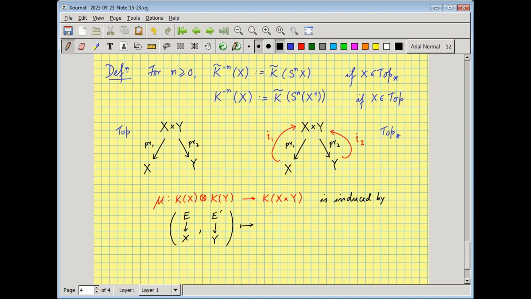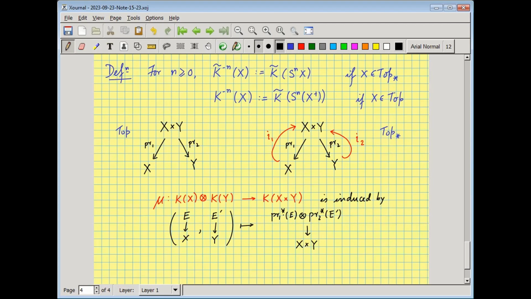What do I do? I basically look at pr1 star. I pull back the bundle E. That gives me a bundle over X cross Y. And then I tensor that with the pullback of E prime. The pullback of E prime is now a bundle over X cross Y again. And that's going to produce the map, and the map is induced by this.